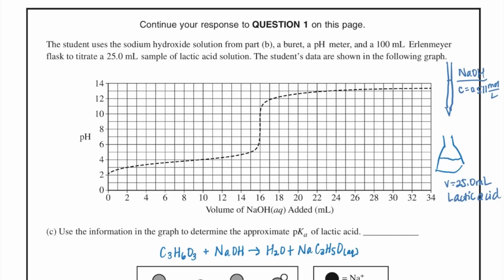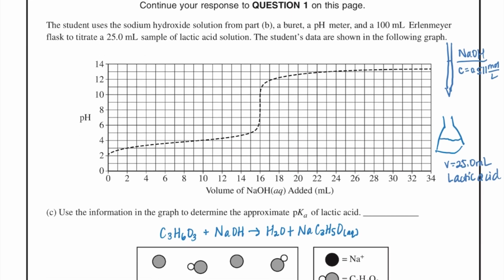This is question 1C. In this question, a student is titrating sodium hydroxide into a flask of lactic acid. The titration curve, or the graph here, shows the changes in the titration as the student is performing the experiment. Before we answer question C, just as a reminder, a titration graph or a titration curve tracks the titration as you're doing the experiment.